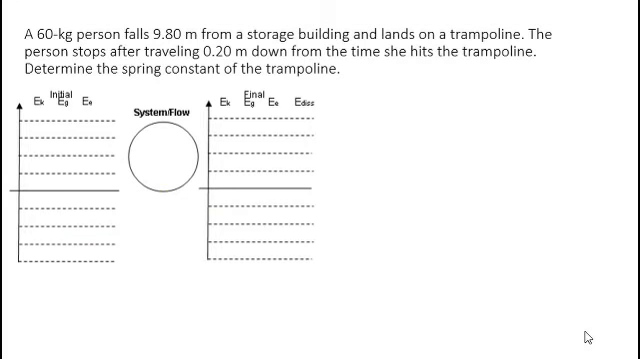A 60 kilogram person falls 9.0 meters from a storage building and lands on a trampoline. The person stops after traveling 0.2 meters down from the time she hits the trampoline. Determine the spring constant of the trampoline.